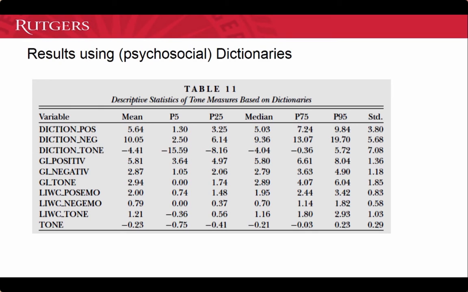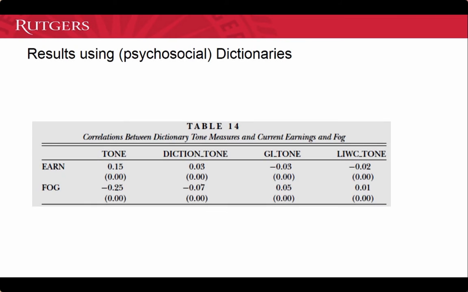Okay, so another thing that Fang Li did was he looked at his analysis compared to what results he would have gotten had he used these general psychosocial dictionaries, these psychology-based dictionaries of positive and negative. You know, the ones that he decided not to use in the beginning. And he found this correlation between tone and earnings. So the highest positive correlation is between his measure of tone and earnings.